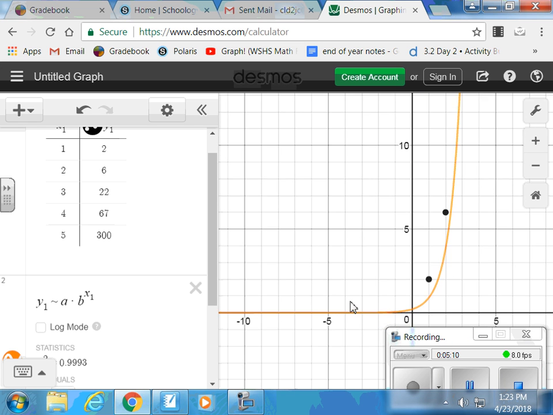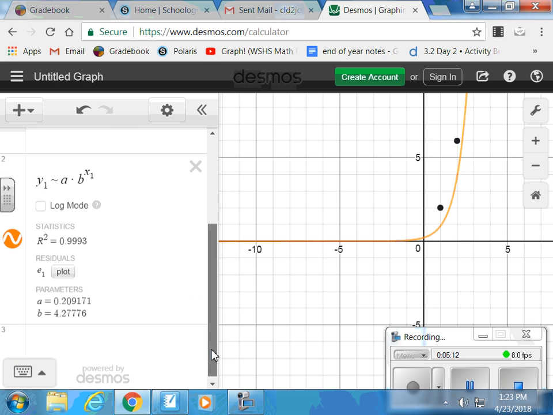Okay. Now this information down here will allow me to write out an equation if I'm interested in writing an equation up. This equation would be y equals the starting point, 0.21, I'll just round it off, times the b value, which would be 4.28. I'm just rounding. And the exponent then would just be that x. Do you think this is a pretty good fitting line?